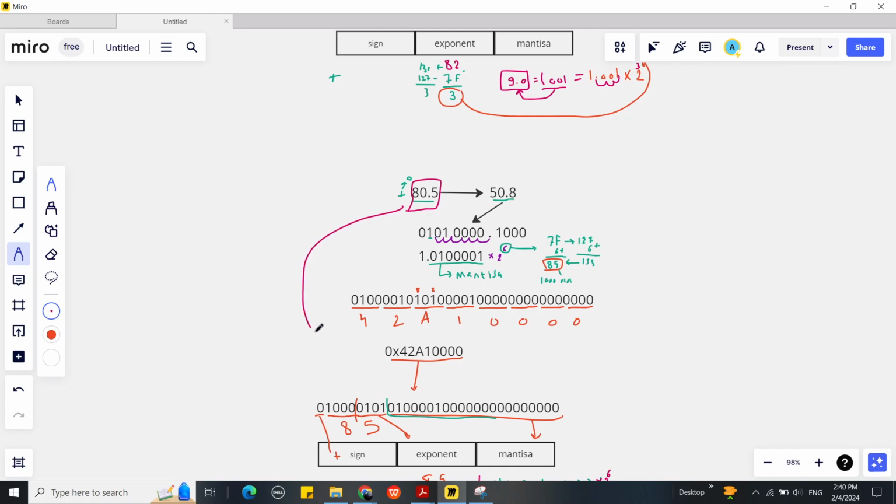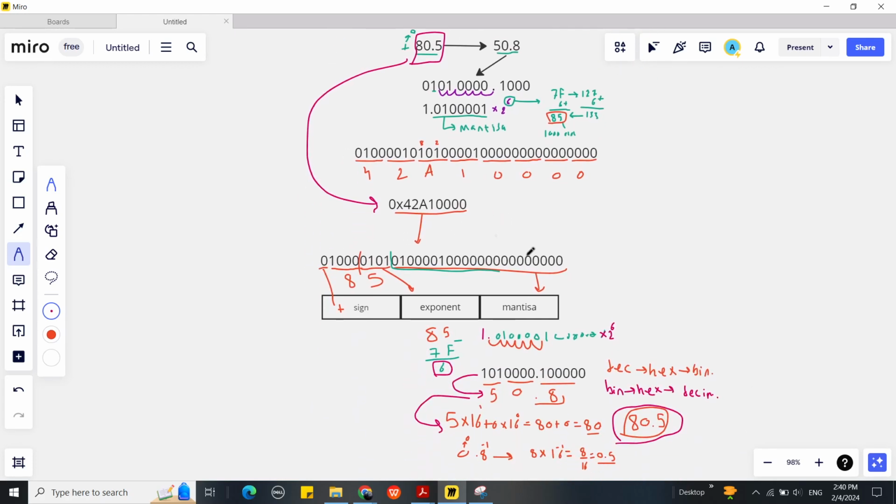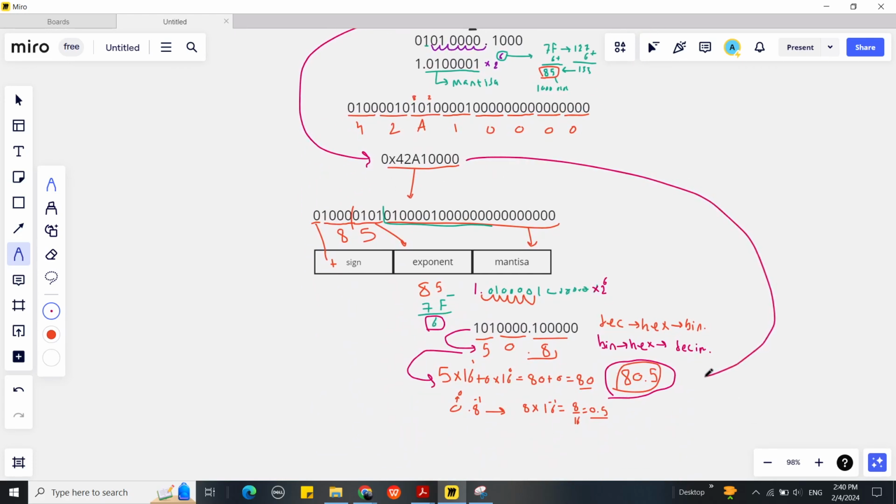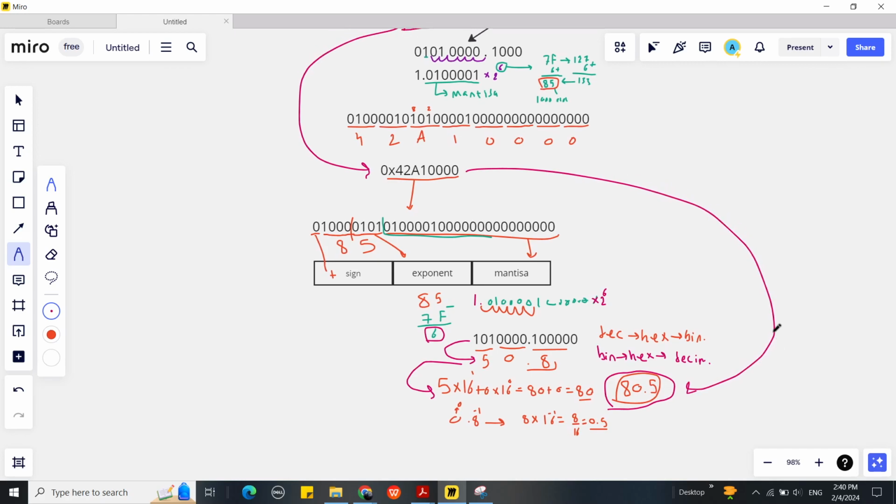We changed 80.5 to this machine code, and then we took this machine code and changed it back to 80.5. And this is for single precision. I'm not going to start double precision in this video, maybe in the next video.